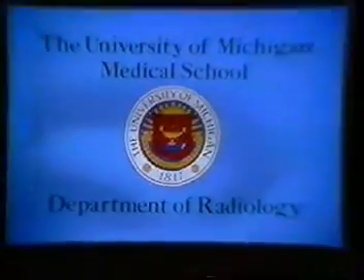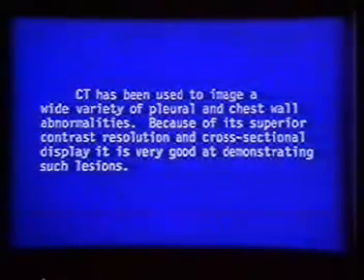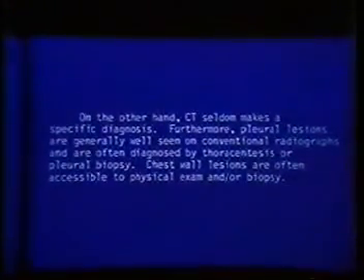I'd like to start out first by talking about computed tomography of the chest wall and pleura. I think any of you who have looked at any chest CT scans will realize that we can get very nice images of abnormalities of the pleura and the chest wall. In fact, generally much better than on conventional radiographs, particularly because of the cross-sectional display that we're utilizing.